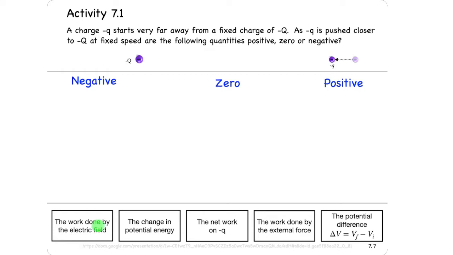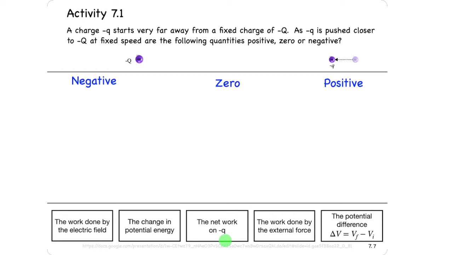So here are the 5 different quantities that you need to categorize. The work done by the electric field. The work done by the electric field. The change in potential energy of the system. The net work on minus Q. What do we mean by net work as opposed to just work? What's the difference?